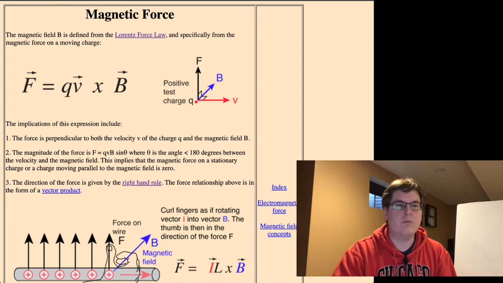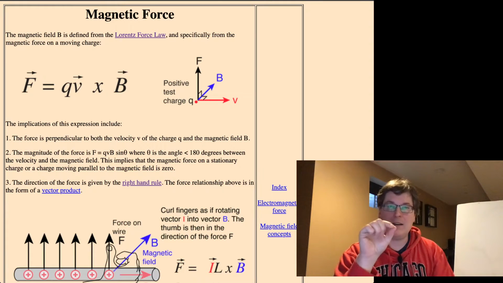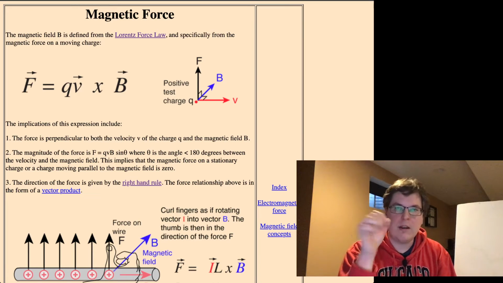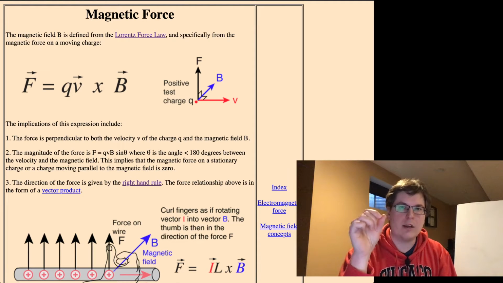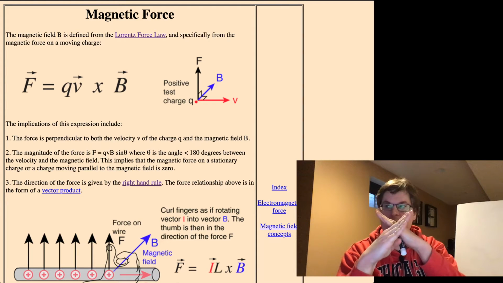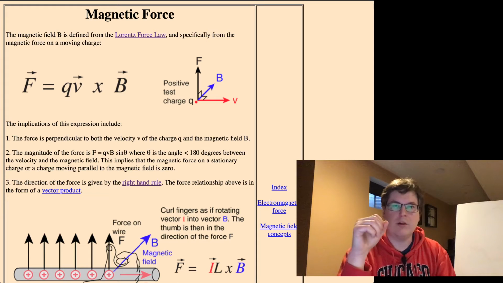You'll notice that when they write in this equation QV times B, it's actually a multiplication symbol x, not a dot. And that's not an accident. It's specifically something called a cross product, which in mathematics is written with an actual multiplication symbol that's an x, whereas a dot product is different and it's written with the multiplication symbol that's just a dot that you may have seen in algebra.